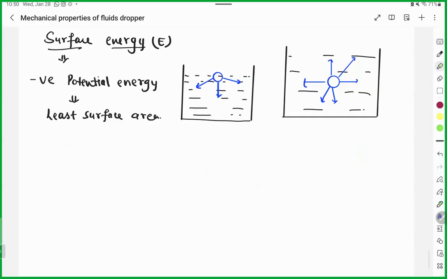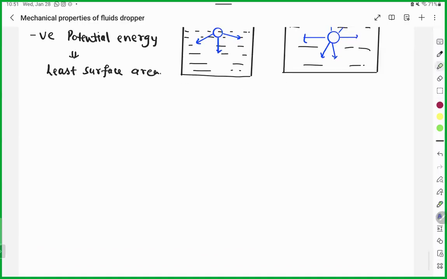No, sir. Surface tension is only because of the water molecules present in the lower layer, because in the upper layer there is nothing, only air. And this phenomenon exists only in liquid, not in air. Okay. If you understand this well, by using this we can calculate surface tension and surface energy.